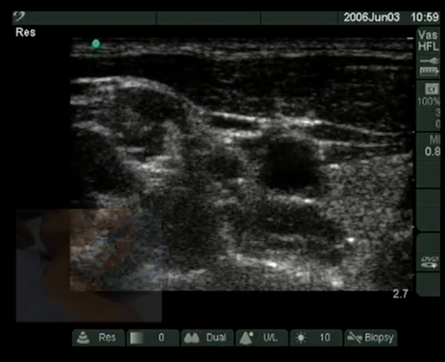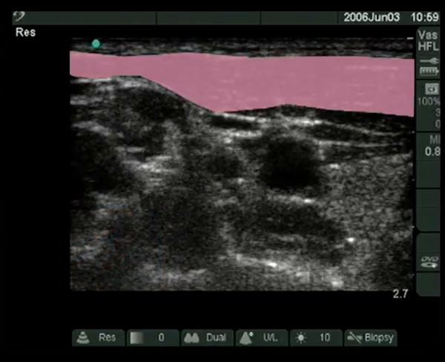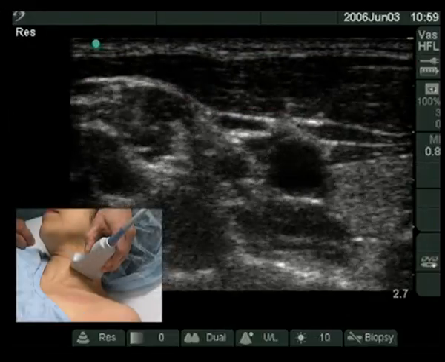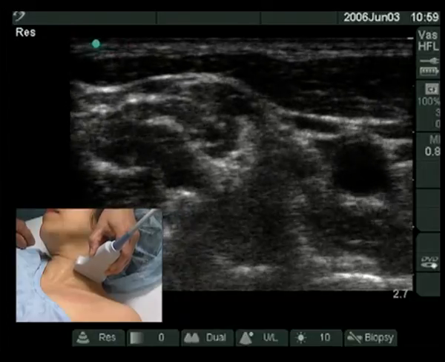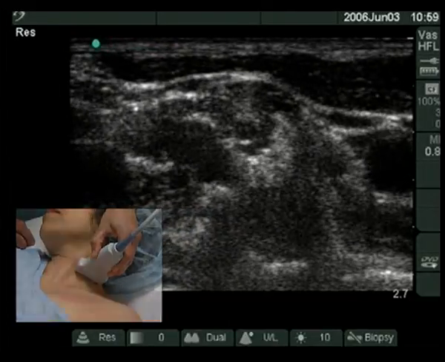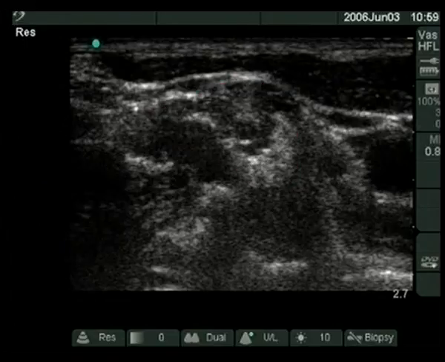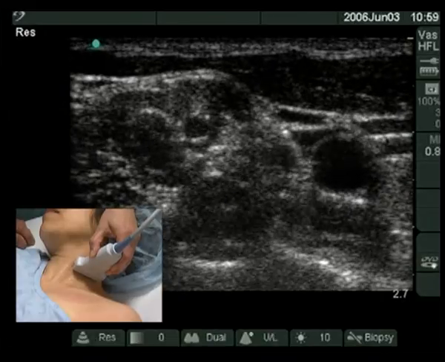The sternocleidomastoid muscle is a thick muscle located anterior to the jugular vein. The muscle will appear thinner as the transducer is moved laterally on the neck. The scalenus anticus is seen lying just posterior to the sternocleidomastoid. The scalenus medius is seen lying behind the scalenus anticus.